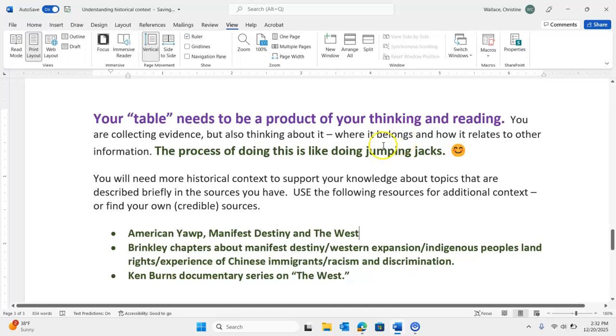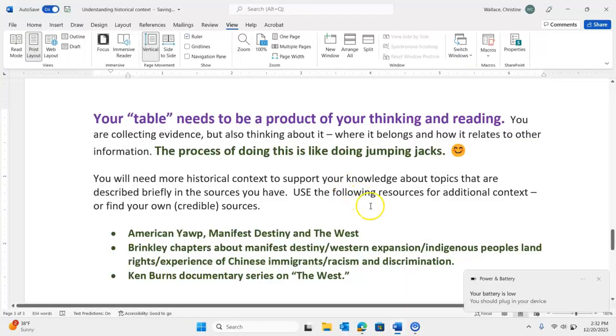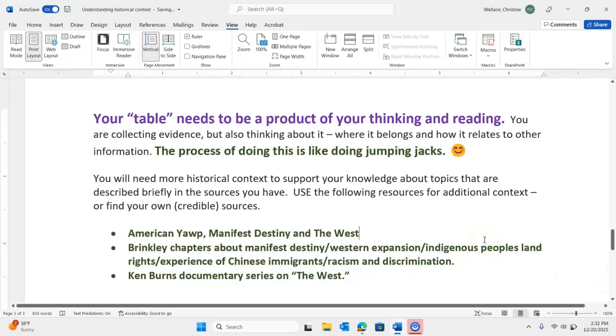I'll post Brinkley chapters about Manifest Destiny and also about Western expansion. Some of you have an interest in focusing on the topic of racism, the topics of what happened to Chinese immigration, looking at the land rights that indigenous peoples had. So that's a source that can give you specific context. You don't necessarily need context in everything, but you need context in the areas where you're going to be talking about. If you're focusing on the rise of the American Civil War, then you would need context about that. Depending on the thesis that you create, you really want context on those specific things.